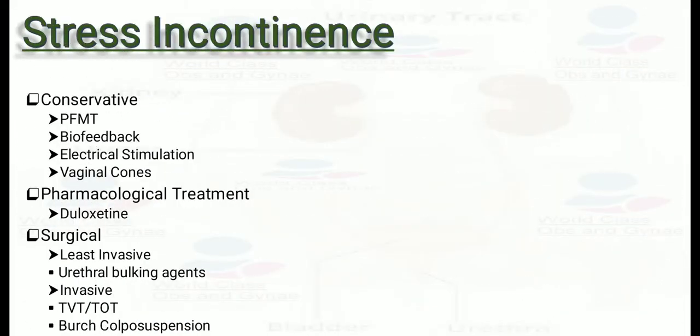Stress incontinence, we take conservative managements, pharmacological treatments, and surgical treatments. Among the conservative treatments, we may have pelvic floor muscle training, biofeedback, electrical stimulation, vaginal cones. Among the pharmacological treatments, we have duloxetine. Surgical managements include least invasive procedures like urethral bulking agent, invasive like TVT and TOT, and Burch colposuspension.